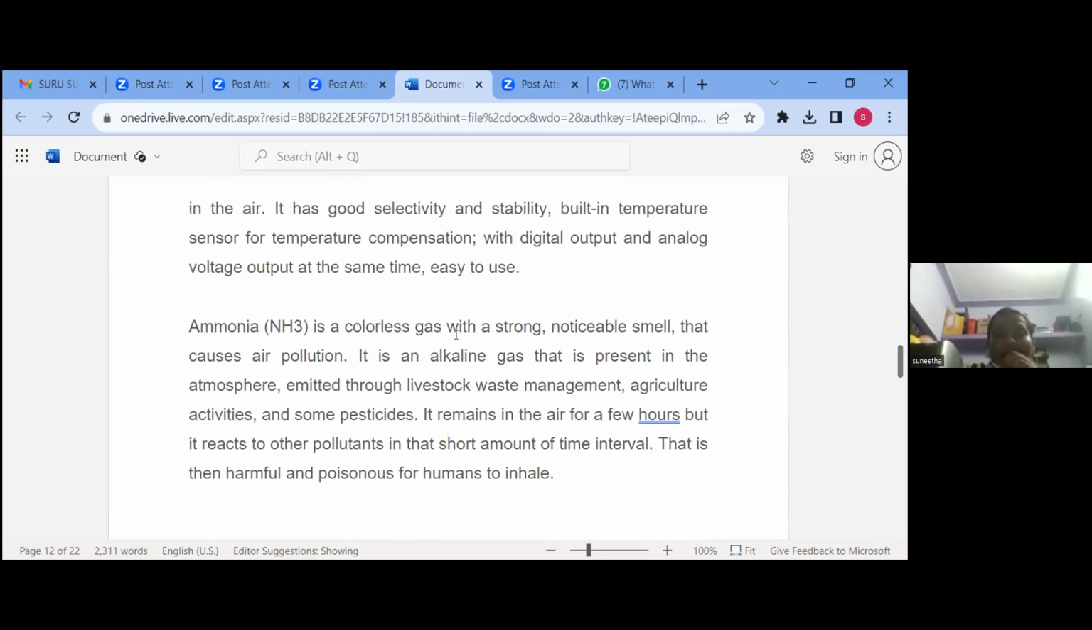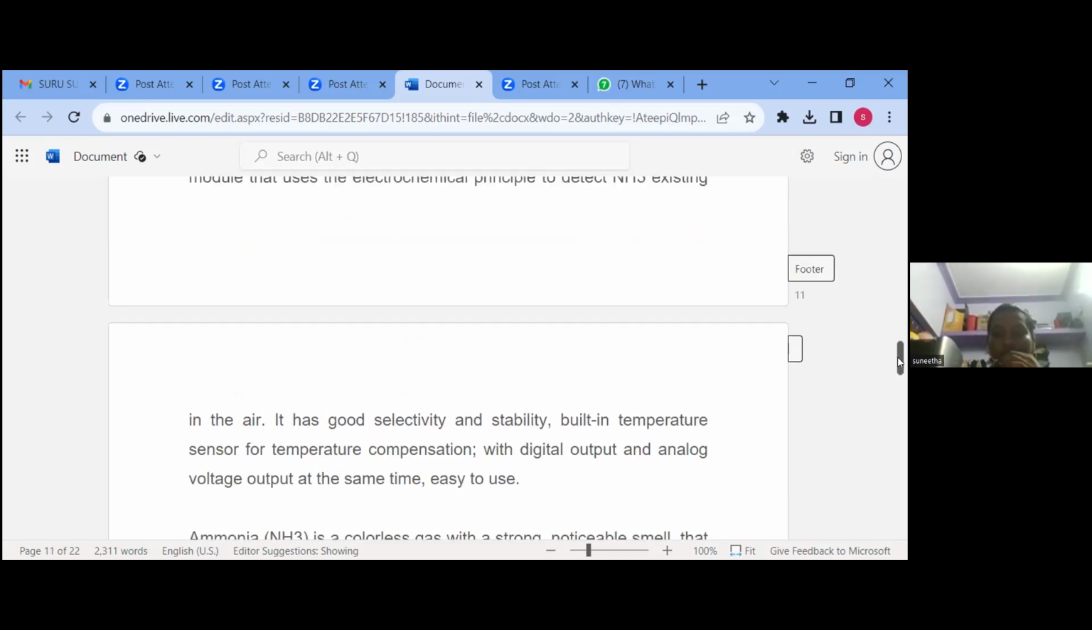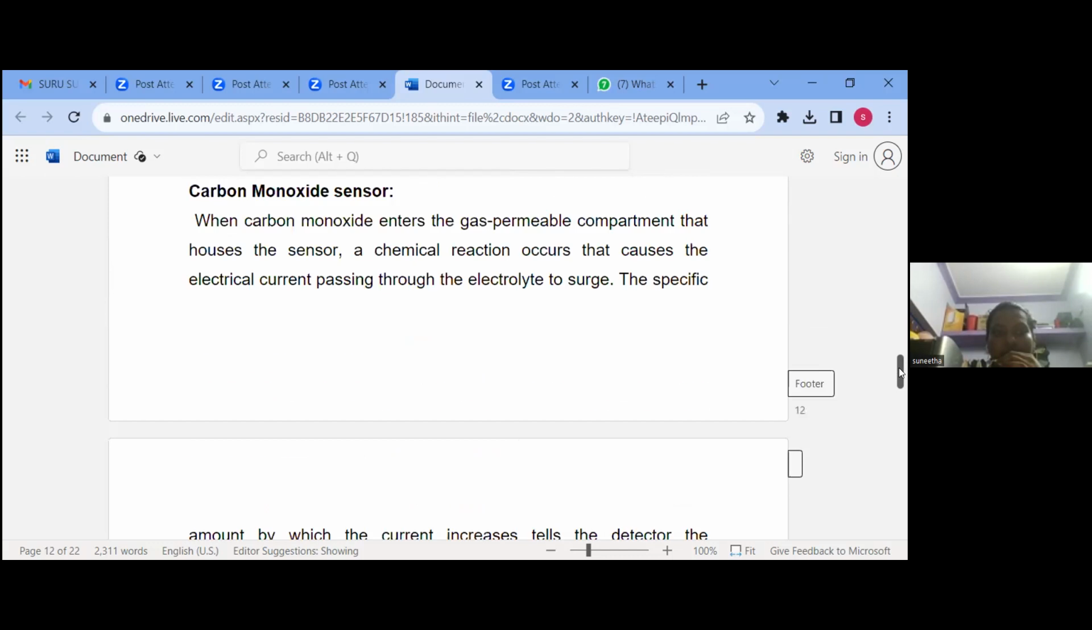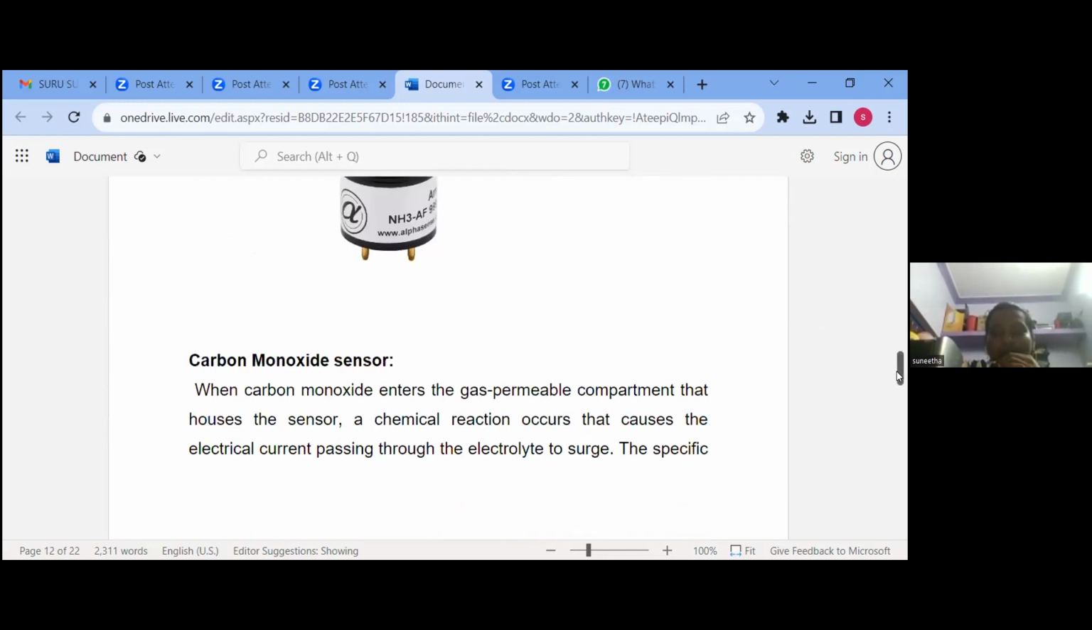Actually, ammonia is a colorless gas with a strong noticeable smell that causes air pollution. It is an alkaline gas that is present in the atmosphere, emitted through livestock waste management, agricultural activities, and some pesticides. The sources of ammonia are agricultural activities and some pesticides. It remains in the air for a few hours, but it reacts to the other pollutants in a short time interval. Ammonia itself is not harmful to our health, but after ammonia is released to the atmosphere, it reacts with the surrounding chemicals and then produces something very harmful and poisonous for humans to inhale. And this is the diagram of ammonia sensor.